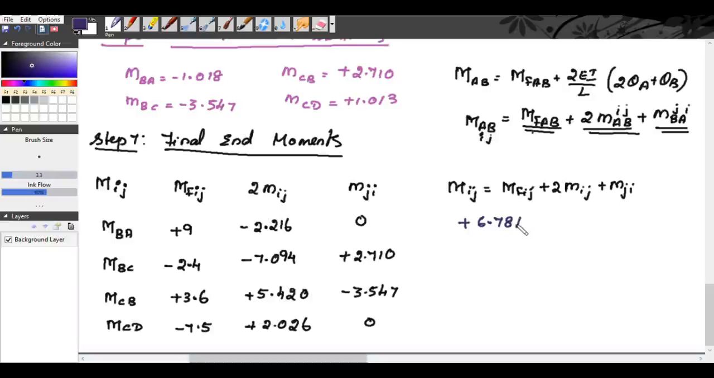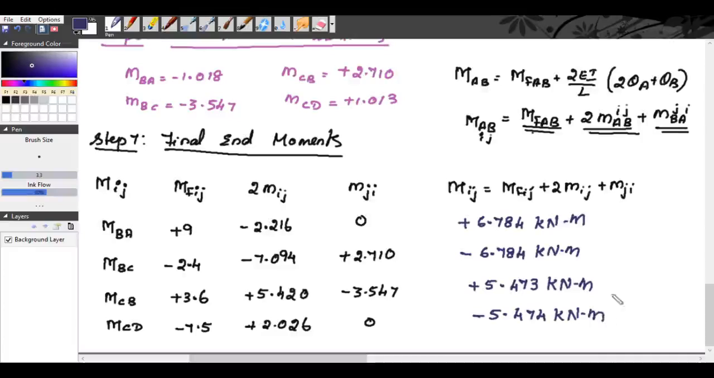That is MFIJ, 4 kilonewton meter. MBC is minus 2.4 minus 7.094 plus 2.710. Adding all these we get minus 6.784 kilonewton meter. Plus 9 minus 6 plus 5.6 plus 0 minus 3.567 we get plus 6.784 kilonewton meter. MBC is minus 7.4 minus 7.006 plus 2.710 we get minus 5.474 kilonewton meter. So these are 3.6 plus 5.420 minus 3.567 we get plus 5.